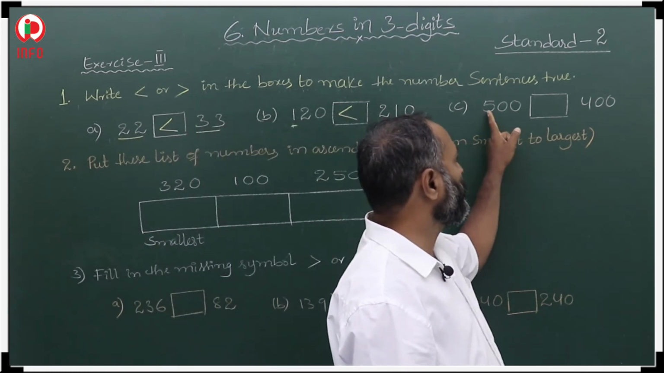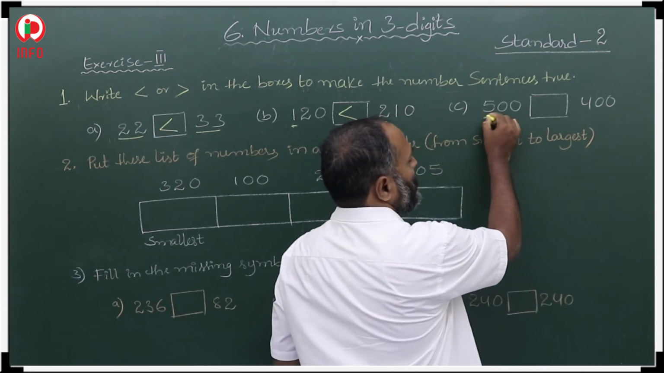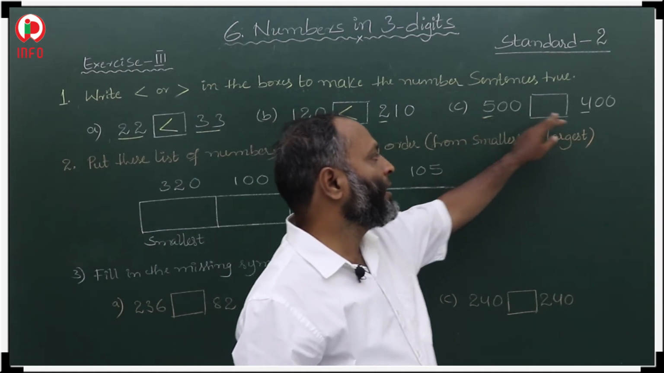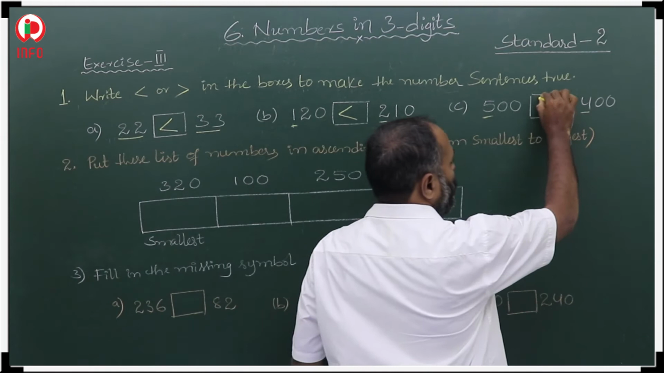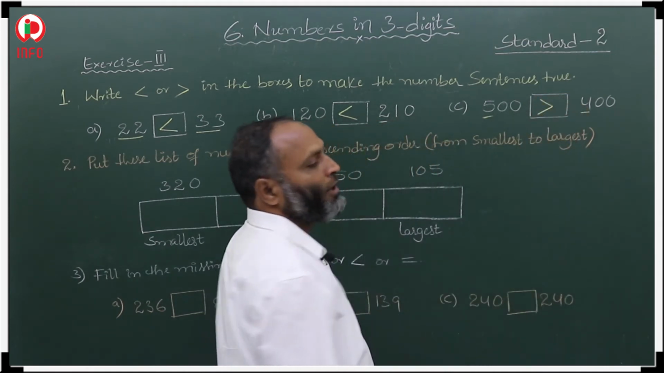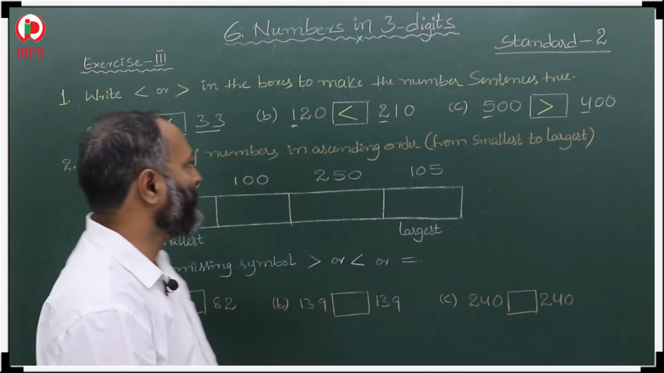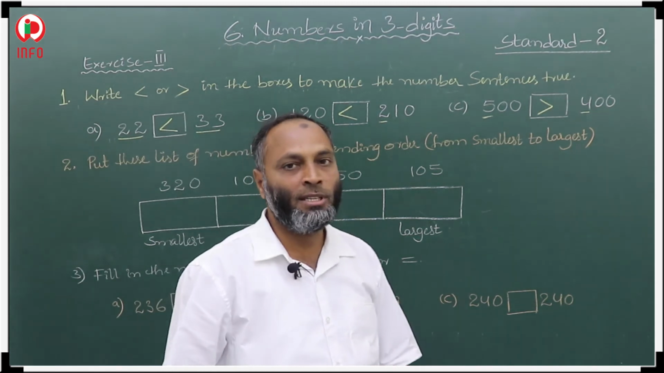Here we have a 3-digit number again. We compare the hundreds place here and the hundreds place here. In hundreds place 5 is there, here 4 is there. 5 is greater. It means 500 is greater than 400. So in this way we fill in using greater than and less than, and we make the number sentence true.